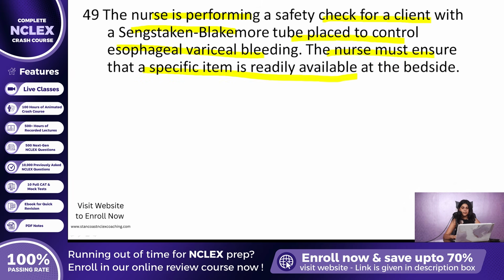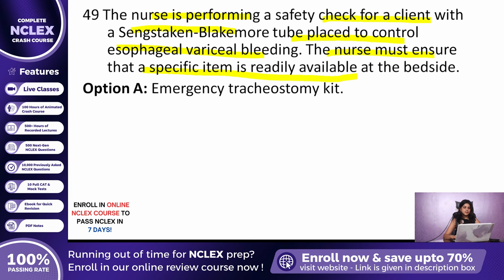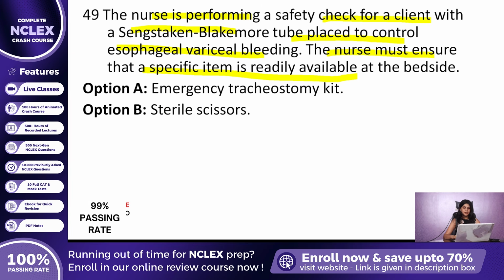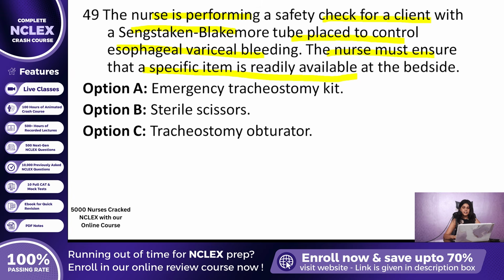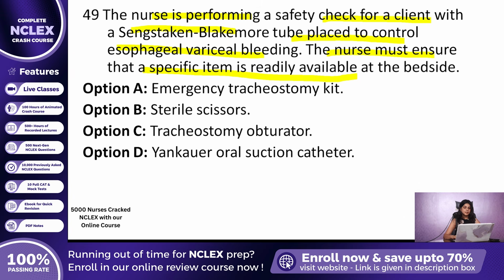The options are Option A, emergency tracheostomy kit. Option B, sterile scissors. Option C, tracheostomy obturator. Option D, Yankauer oral suction catheter. The correct answer is Option B, sterile scissors.